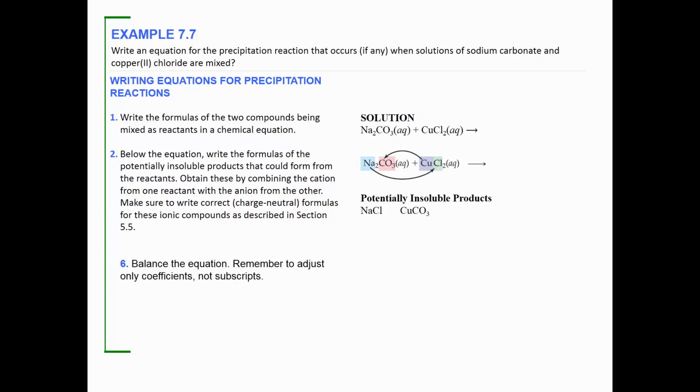Okay, we're skipping to number 6. We don't care what the insoluble product is. We're not going to care about that part of it. We just want to balance the equation. So let's go ahead and balance this equation.